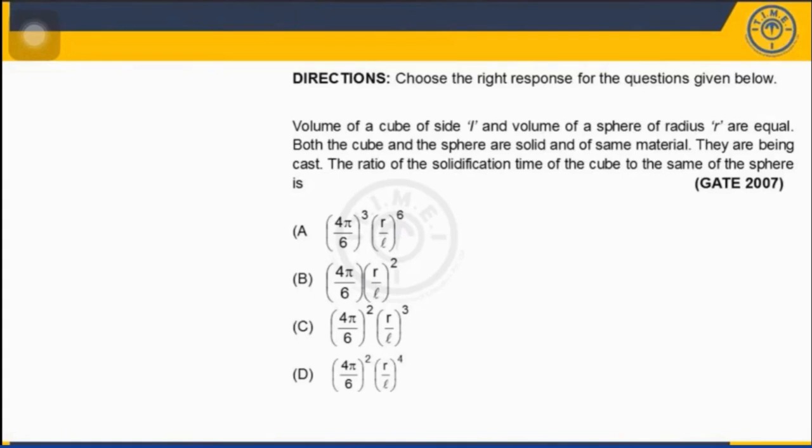Now see, the volume of a cube of side L and the volume of a sphere of radius R are equal. It is given that the volume of the cube and the volume of the sphere are equal. Both the cube and sphere are solid and made of the same material. They are being cast. You are casting two different geometries, the first one is the cube and the other is the sphere. You have to calculate the ratio of the solidification time of the cube to the solidification time of the sphere. Very simple question. It is based on the solidification time formula.